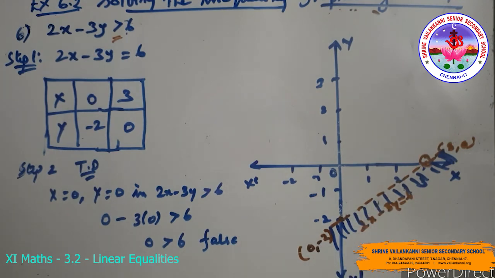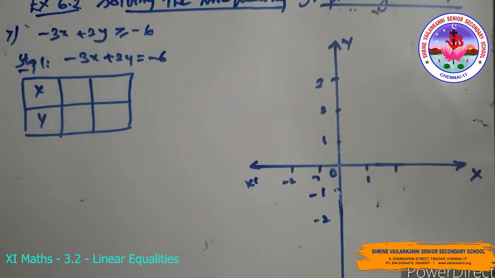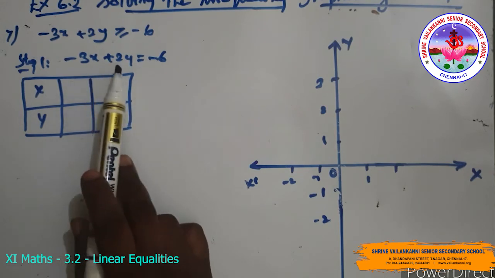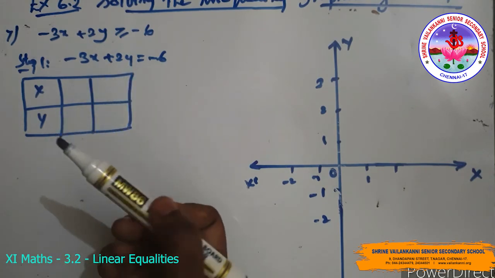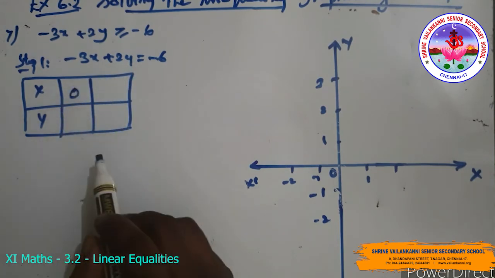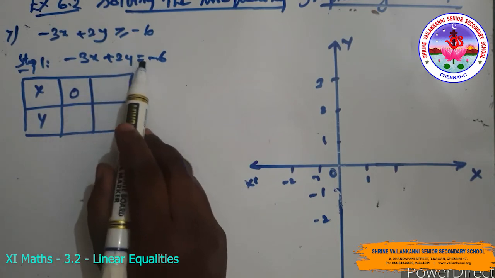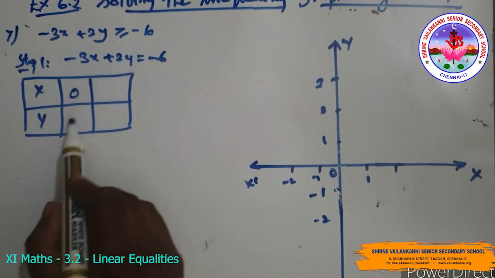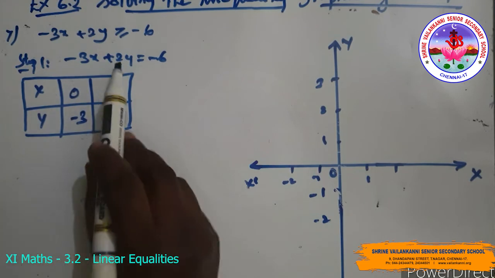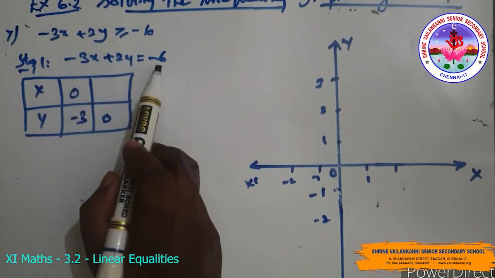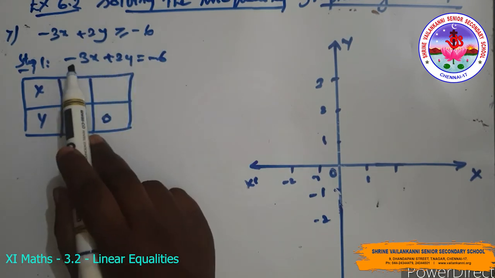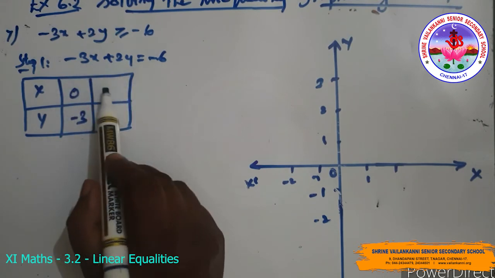Seventh one, minus 3x plus 2y is greater than or equal to minus 6. So step 1, writing this as an equation, minus 3x plus 2y equal to minus 6. Put x equal to 0. So 2y equal to minus 6, so y is equal to minus 3. Put y equal to 0, then minus 3x equal to minus 6. Minus and minus will get cancelled. x is equal to 6 by 3, which is 2.